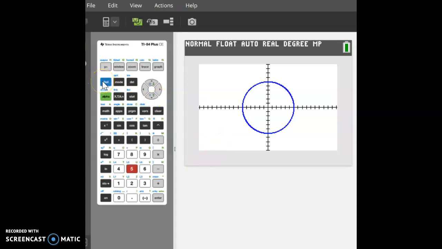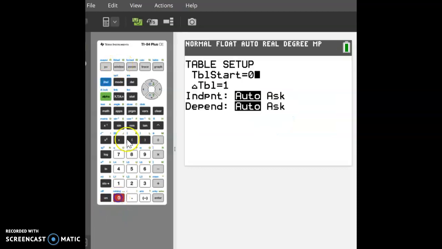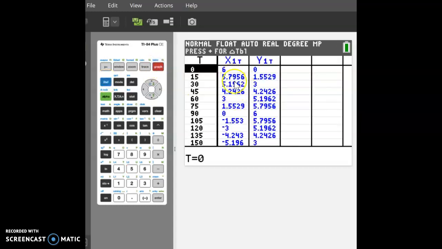And then again, the easiest place to find our values: if we go to table setup and say start at 0, and if we look at our table, it was going every 15 degrees. So you always want to go to that table setup, put in that first value, put in the increment. And then when we go to our table, we don't have to put all these values in ourselves. All we have to do is write them down from the table of values.